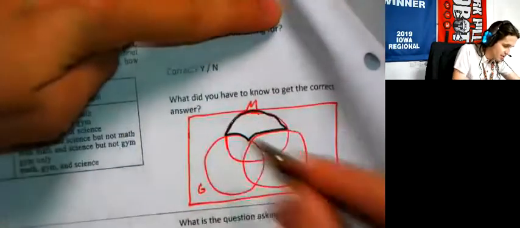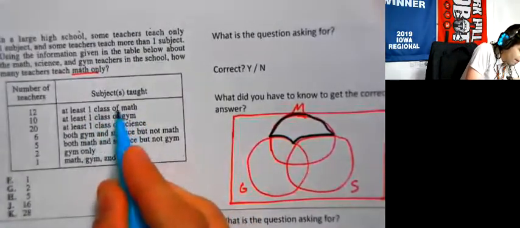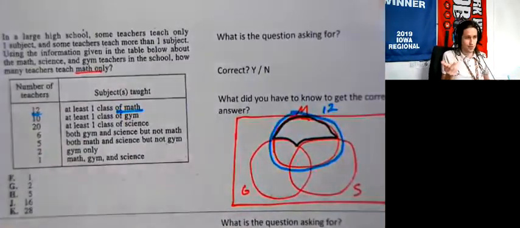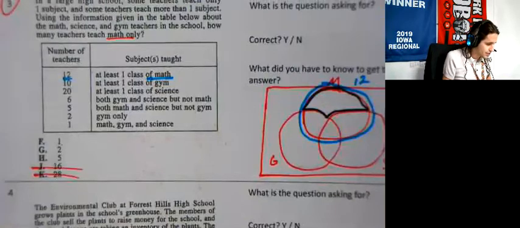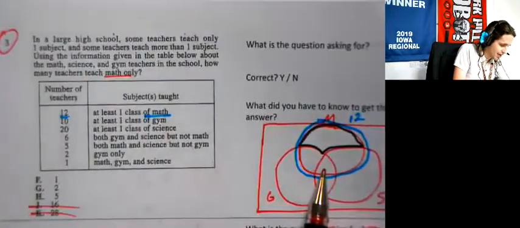I'm going to use a different color here. At least one class of math. It's 12. I know in this blue circle, I'm going to have a total of 12. Does that help me? Well, I know right away 2 answers it can't be. It can't be J or K. Only 12 math teachers. What else do we know? We know some of this. This is gym, science, and math. That's everybody. So there's 1 in there.